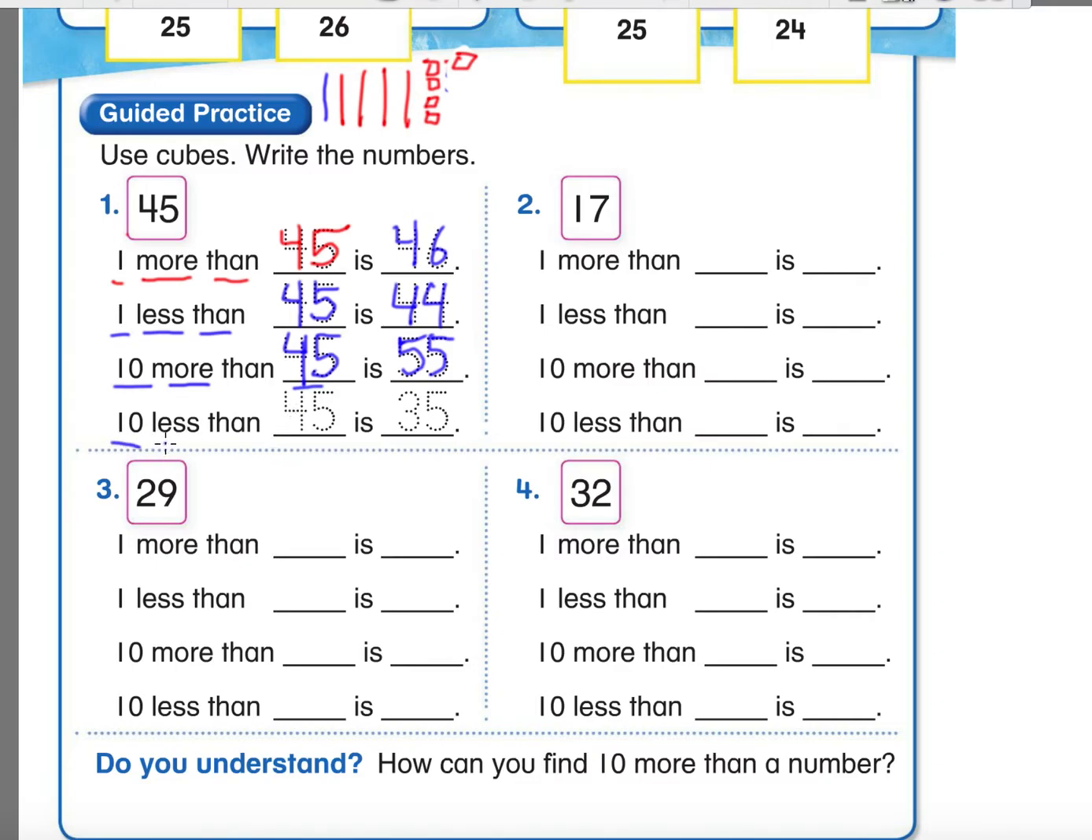And last, they want 10 less than 45. Now for 10 less than 45, we would do the opposite of what we just did. We're not going to add a 10 rod. Instead, we're going to cross one out. And now we can count on. Starting with our tens, 10, 20, 30, 31, 32, 33, 34, 35. And that's how they got 35.